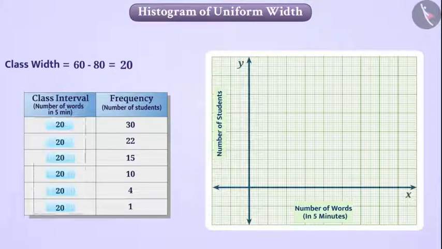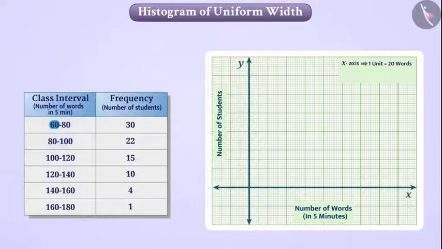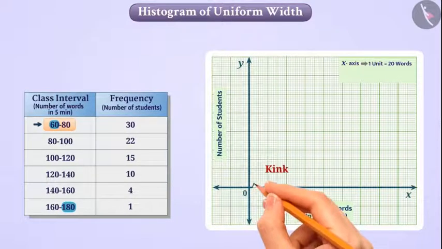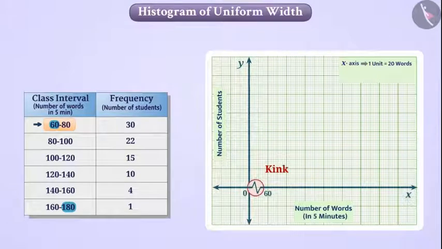Therefore, we will take the scale 1 unit is equal to 20 words on the x-axis. Class intervals begin at 60 and end at 180. Since the first class interval is starting from 60 here, we do not have to show numbers from 0 to 60 on the x-axis. To show that we are not taking the numbers from 0 to 60, we will draw a kink symbol on the x-axis in this way. Thus, keeping in mind the scale on the x-axis, we will show numbers from 60 to 180.